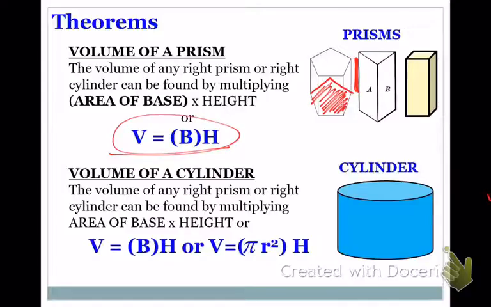Same thing for a cylinder. If I'm going to pour water into this cylinder, I've got to cover the base first, and the base is a circle. The area of a circle is pi r squared. And then to make the water level rise, I multiply it by the height, and so we end up with pi r squared times h. Okay?